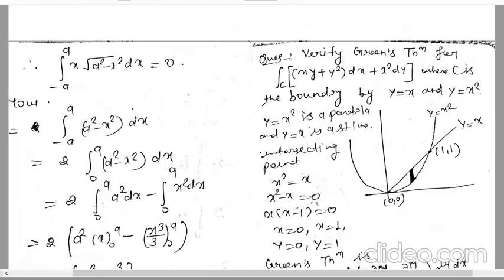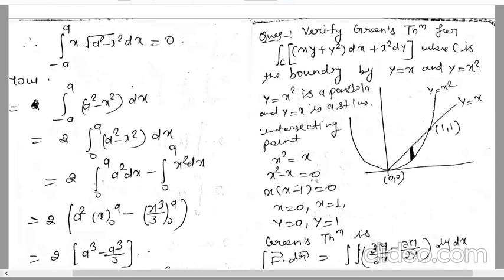So there is a verification question also here. Verify Green's theorem for this integral where C is the boundary, y is equal to x and y is equal to x square. So verification means you need to check the left hand side as well as the right hand side. Both sides you will check here, and if both sides' answers are equal, then your Green's theorem verification is true and Green's theorem is verified.